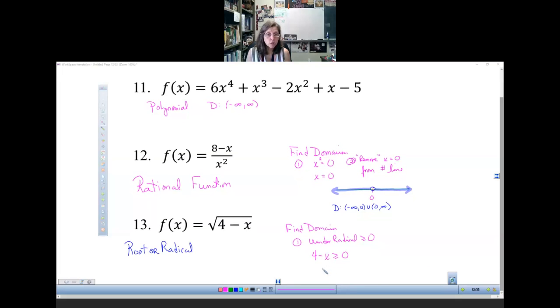So I'm going to subtract 4 from both sides, and I'm going to divide both sides by -1, which flips my sign around, and I get x is less than or equal to 4. This is the domain, okay? So the domain transferred into interval notation is -infinity to 4 and a square bracket, because I can actually take the square root of 0. And that's it. That's how I find the domain of those 3 types of functions.